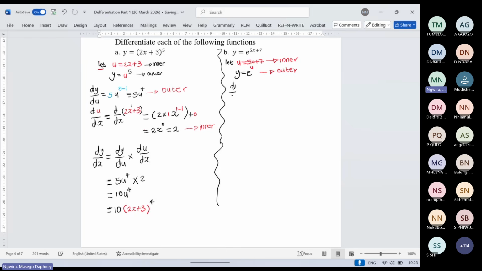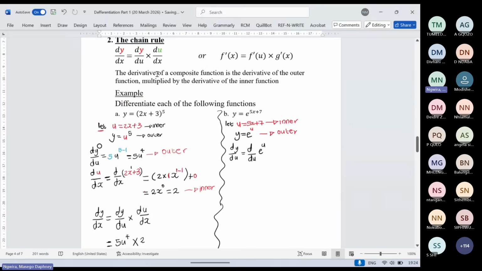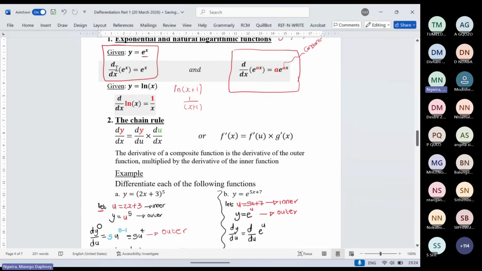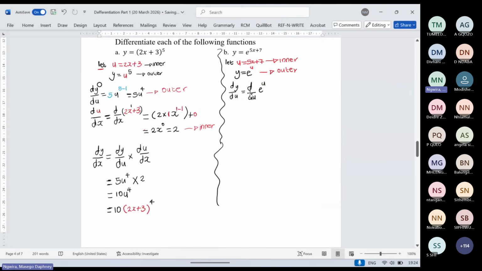Honestly, it doesn't really matter what you write this side, but please derive over du. I'm deriving with respect to u. So remember we said that the derivative of the exponential function stays the same. If you are deriving e to the power of x, it's not going to change. It's still going to be e to the power of x. Same thing happens: if I'm deriving e to the power of u, it stays the same. It's still going to be e to the power of u.